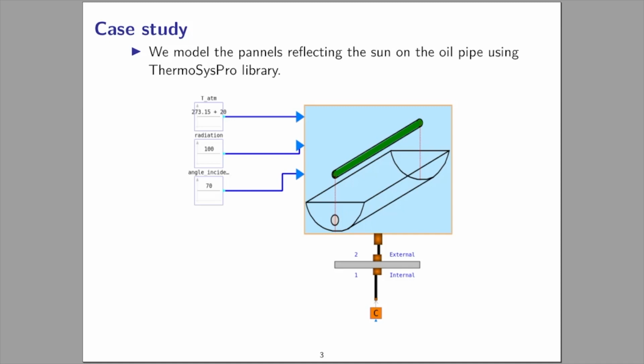We have three inputs: the atmospheric temperature, the sun radiation, and the sun angle incidence. These inputs arrive in the model of the solar collectors, and under it we can see a heat exchanger wall linked to an infinite source of temperature, which mimics an infinite flow of oil through the pipe. So here's the model we're going to deal with.